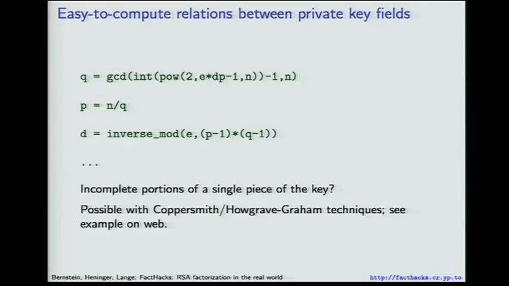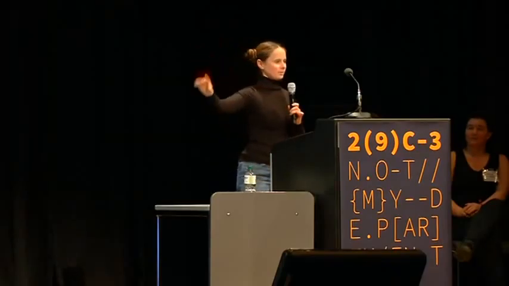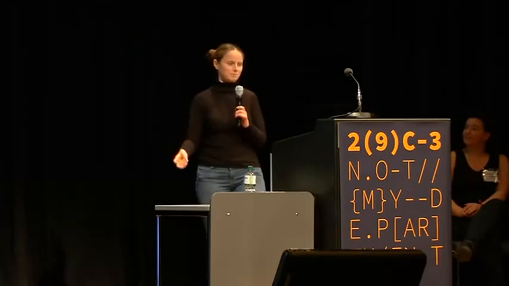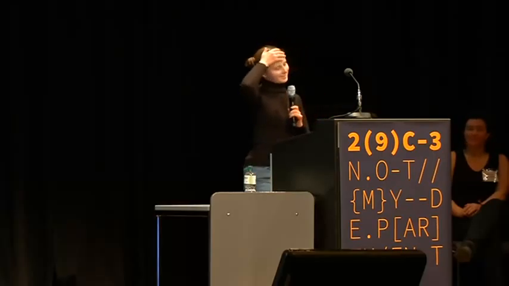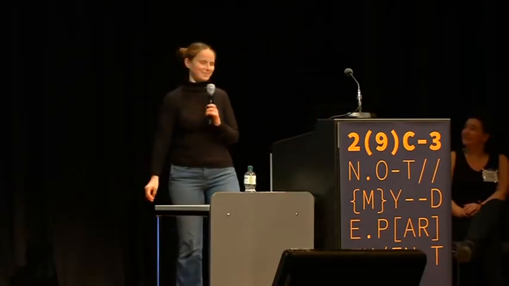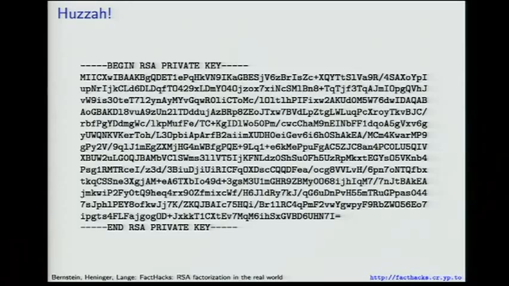You can do this even if you have only part of a single value from the private key; you can still compute the rest of the private key from that. We don't have time to get into this, but it's online. So using a little bit of math, single formulas typed into Sage, we can reconstruct the private key here.